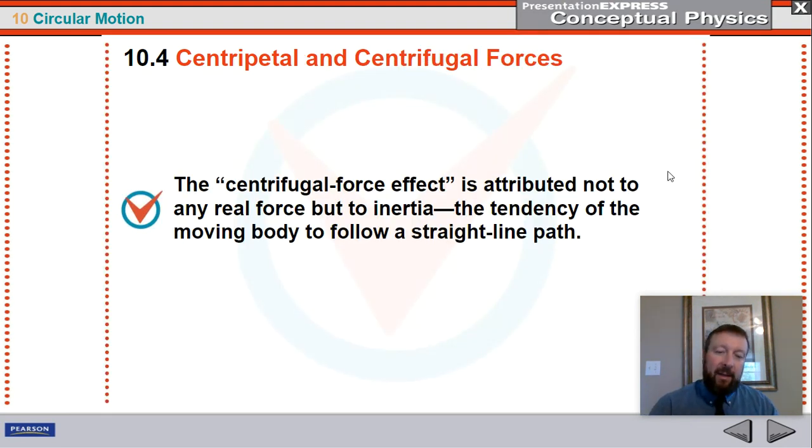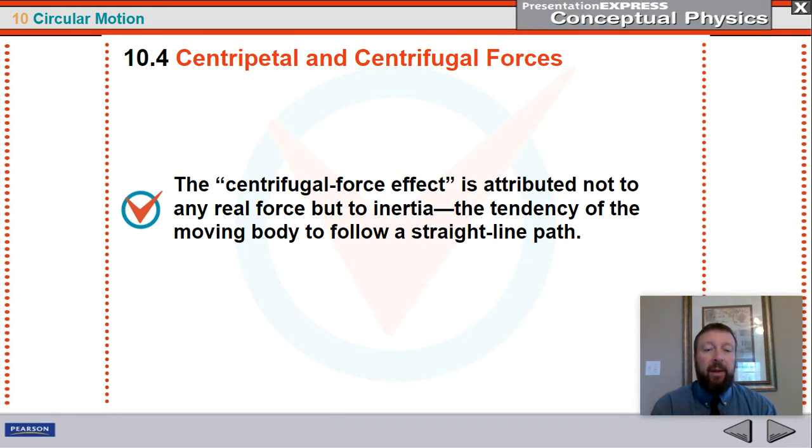Now, as I said in the last segment, there is this centrifugal force that is a perceived force. It's not a real force. It's due to inertia, the tendency of a body to move in a straight line path. The problem is you're not moving in a straight line path, so there's something that makes it feel like you're being pushed outwards. It's not a real force, though.